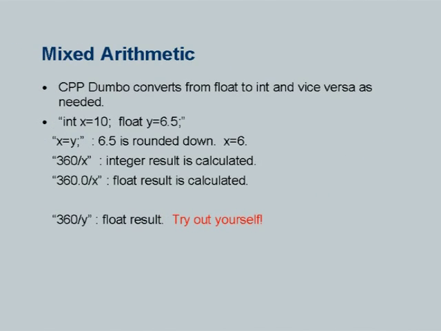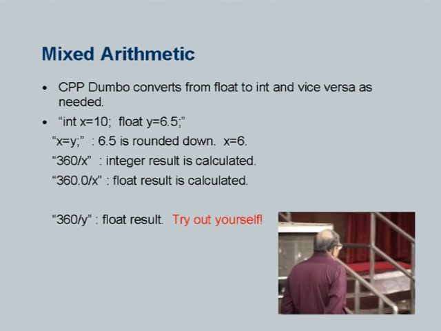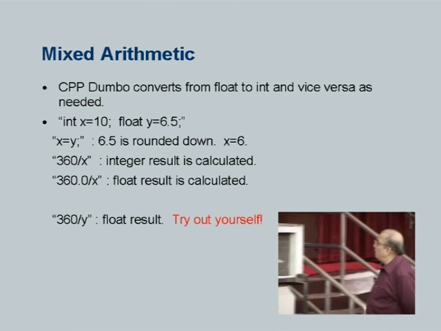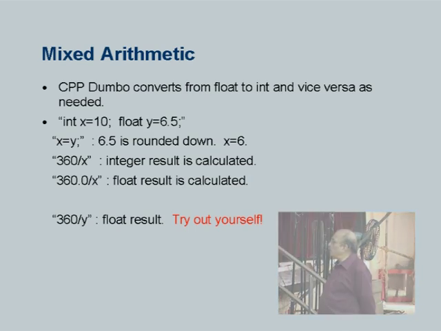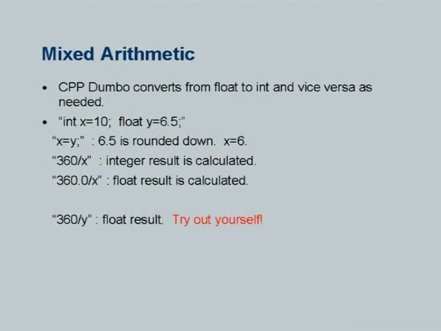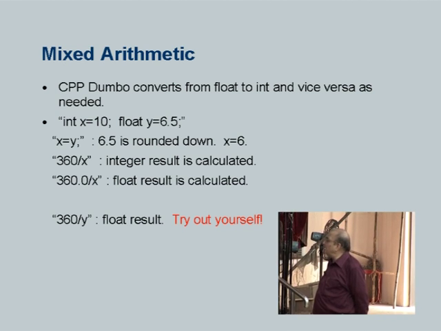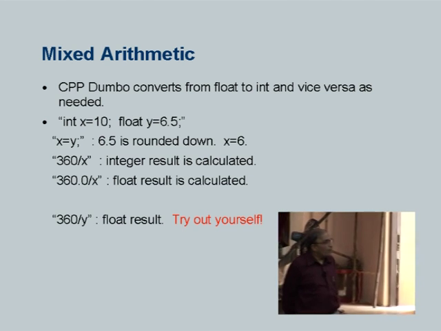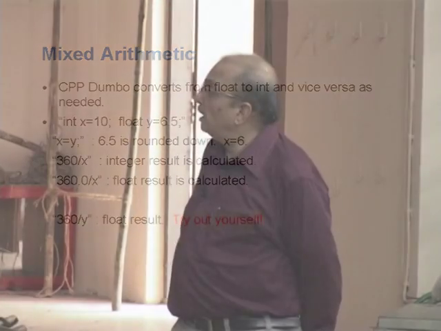Dumbo can handle mixed arithmetic when it has to handle numbers. For example, some number is integer, some number is float. Dumbo is able to convert from float to int and vice versa as required. So look at this. int x equal to 10, float y equal to 6.5. One is integer, another is float. If I say x equal to y, x will not become 6.5 because x is declared as integer. x will become 6 instead. Please note that when a floating point value is assigned to an integer, the value is rounded up or rounded down.